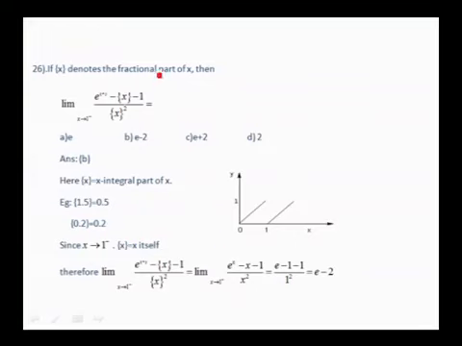If [x] denotes the integral part of x and {x} the fractional part of x, then the limit of e to the power of {x} minus {x} minus 1 over {x} whole square is equal to. When such a problem comes, you should understand the fractional part and integral part well. Suppose I take 2.5: its integral part is 2, the greatest integer less than or equal to 2.5. The fractional part of 2.5 is 0.5. Similarly the fractional part of 0.2 is 0.2. Particularly in this problem, the fractional part changes as x becomes negative.